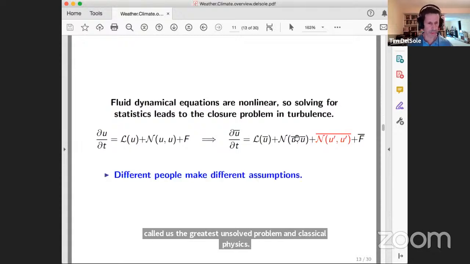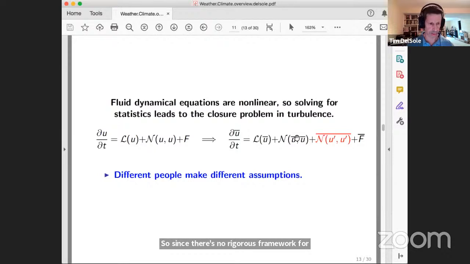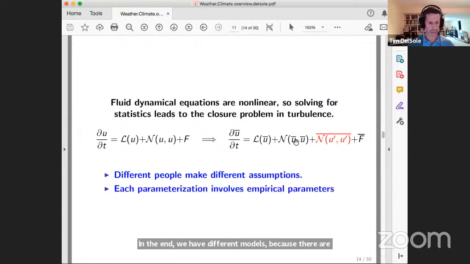Since there's no rigorous framework for deriving subgrid scale parameterizations, different people make different assumptions in these parameterizations. So even though we start with the same laws of physics, in the end, we have different models because there are different parameterizations. There are many parameterizations in a single global model, and each one involves empirical parameters. And typically, by the time we have introduced the empirical parameters, almost every physical and mathematical constraint that we know has been used. So this is a great area for knowledge-guided machine learning, because all of our knowledge has been exploited at this point before we've introduced these parameters.